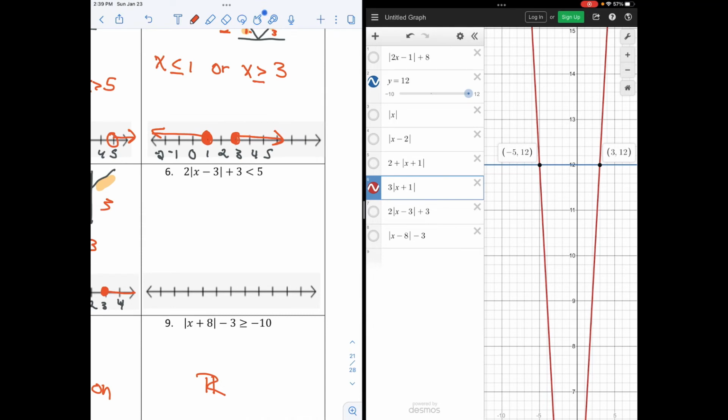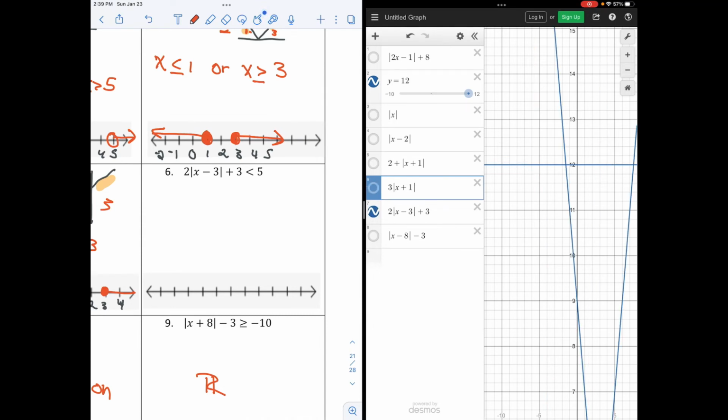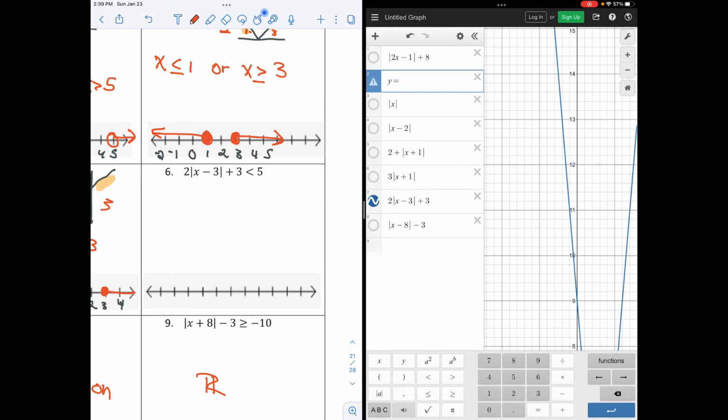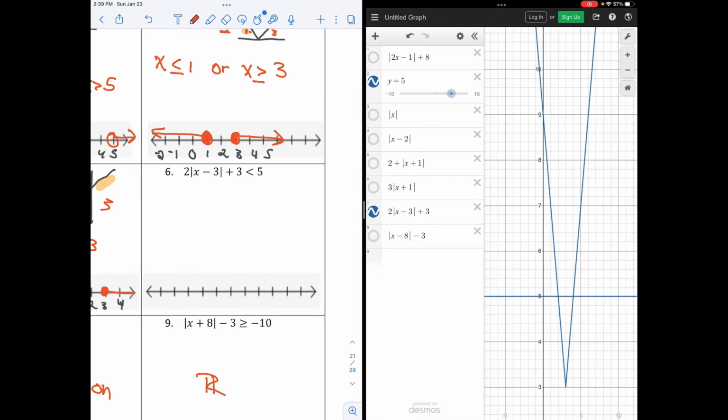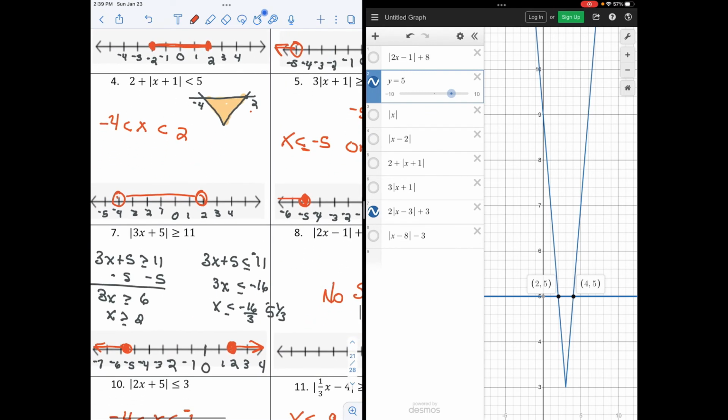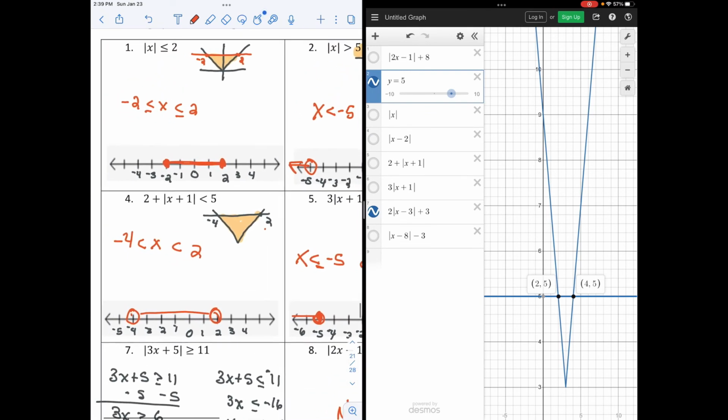And for the next one, I didn't do it, 2x minus 3. So we go here, and we change this to 5. And we get 2 and 4. So we get 2 is less than x is less than 4 because it's less than. And if this is 0, we got 2 and 4, open circles and shaded in between. Okay? All right.